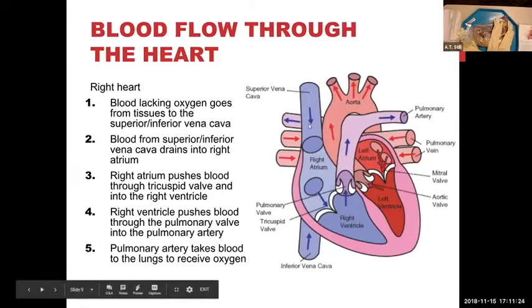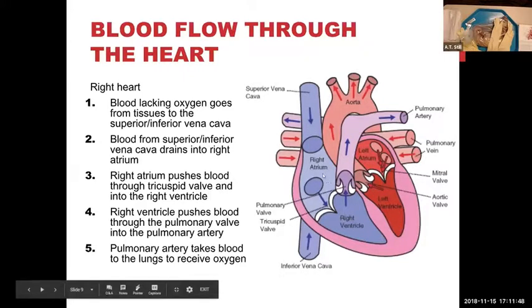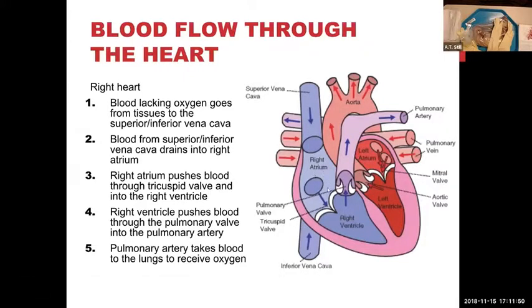So these vessels are going to bring back the deoxygenated blood from the tissues back into the heart, and it comes right in here to the right atrium. I should tell you that the superior vena cava drains blood from the head, neck, and upper extremities, and then the inferior vena cava brings blood from the rest of the body into the right atrium.